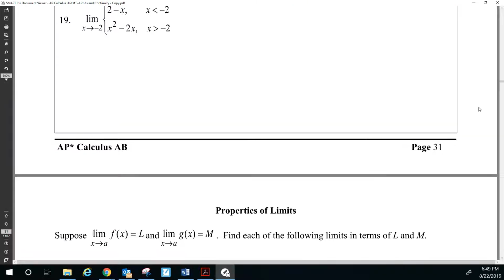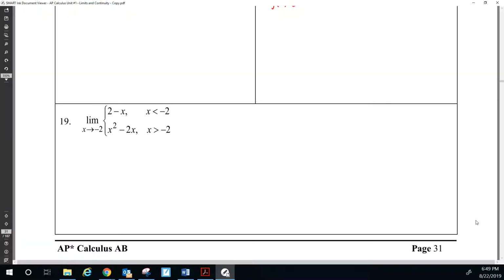Here is another piecewise equation function. Remember, to find the limit of it, we need to find the left-hand limit. So the limit as x goes to negative 2 from the left-hand side. Limit as x goes to negative 2 from the right-hand side. I don't really like this one because it doesn't give you an f of x to call it, but we can plug in 2 minus x. That would be the part of this function that we're going to use for the left-hand limit, because that's where it's less than negative 2. When it's greater than negative 2, we're going to plug it into x squared minus 2x.